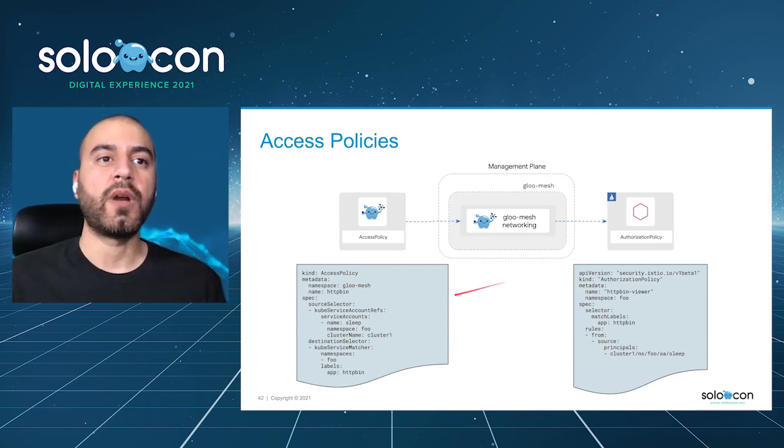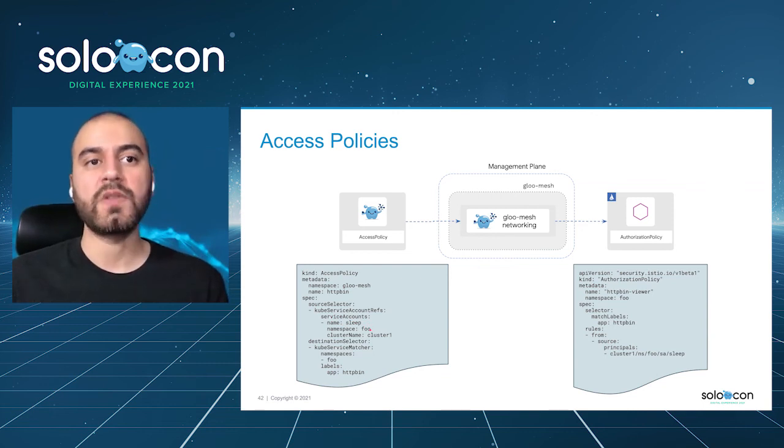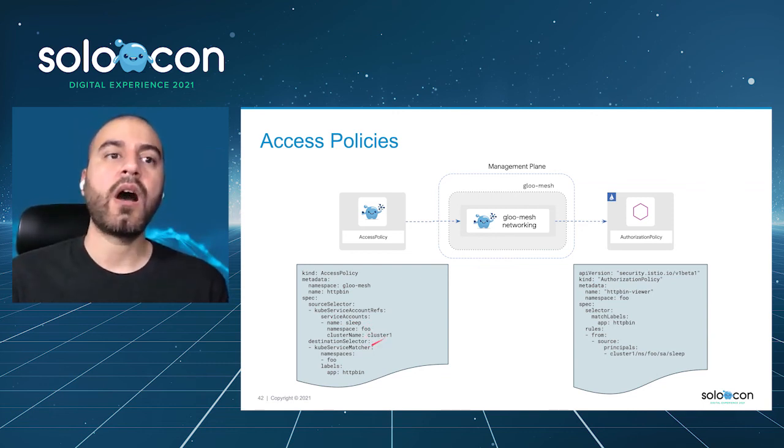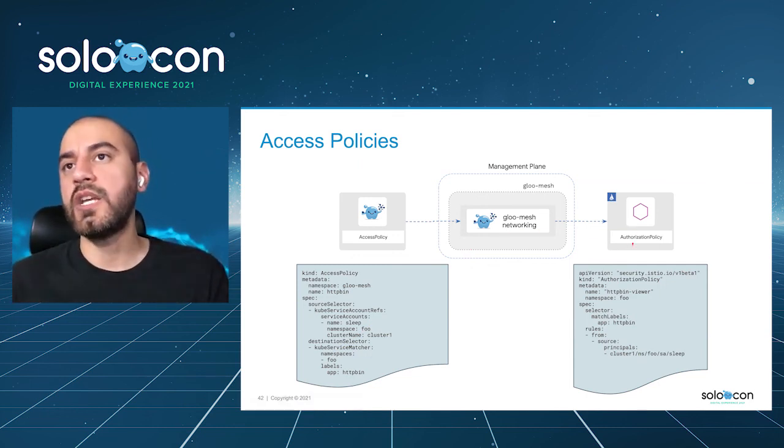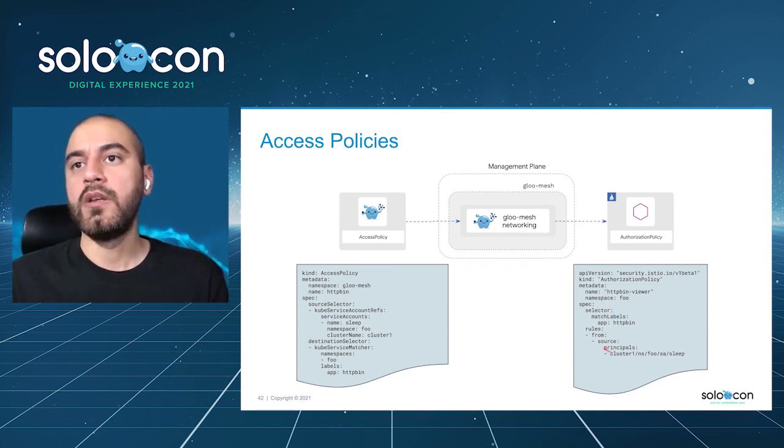So more specifically, here was the access policy we were just looking at, where we're saying the sleep service account in the foo namespace in cluster 1 can talk to the HTTP bin app in the foo namespace, right? That access policy is applied to our Gloo Mesh management plane, and then the Gloo Mesh management plane is responsible for creating the authorization policy that corresponds to it. So in this case, we're creating an authorization policy in the foo namespace, for HTTP bin, and then the source is cluster 1.